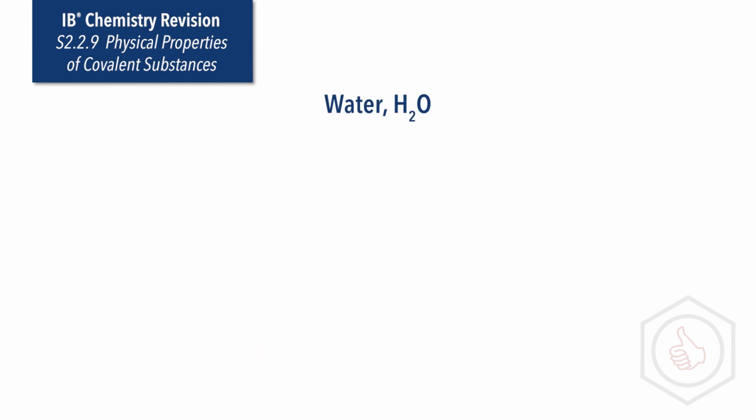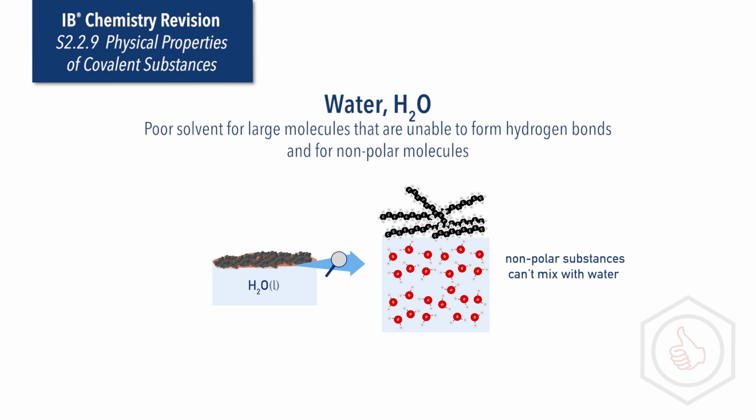Water is a poor solvent for large molecules that cannot form hydrogen bonds, for example halogenoalkanes, and nonpolar molecules, for example iodine and hydrocarbons. These substances cannot interact favorably with water's hydrogen bonding network and are therefore insoluble or only partially soluble. This means it is more energetically favorable for water molecules to simply hydrogen bond to each other rather than mix with the solute molecules.